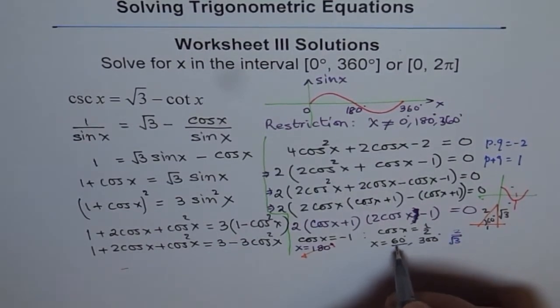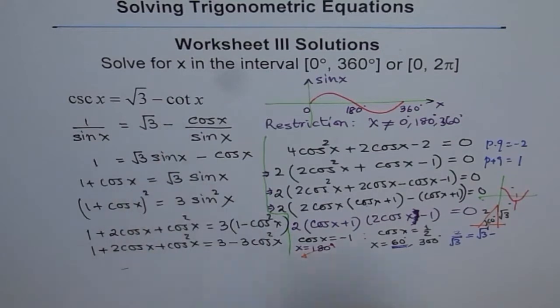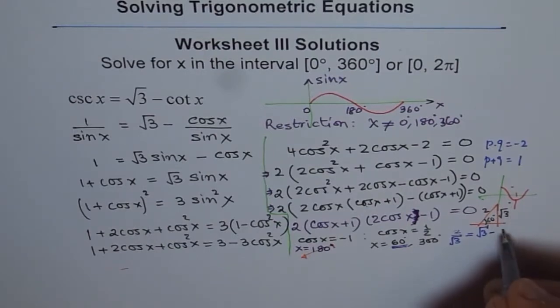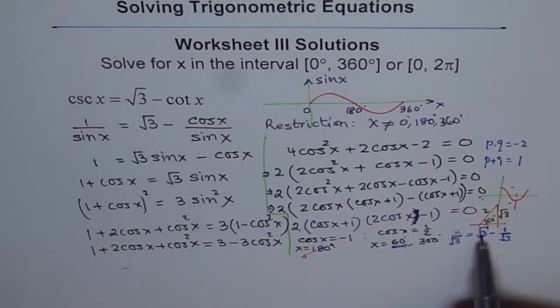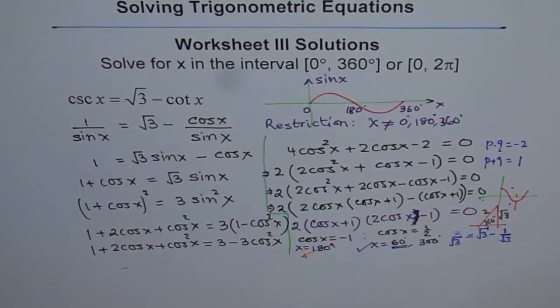This we are checking for 60 degrees, which is equals to, on the right side, we have square root 3 minus cotangent. And what is cotangent for 60? Well, tan is this, cotangent is 1 over square root 3. Correct. So if we solve for this, we get square root 3 times square root 3 is 3, and 3 minus 1 is 2. So that is correct. So this is correct solution.